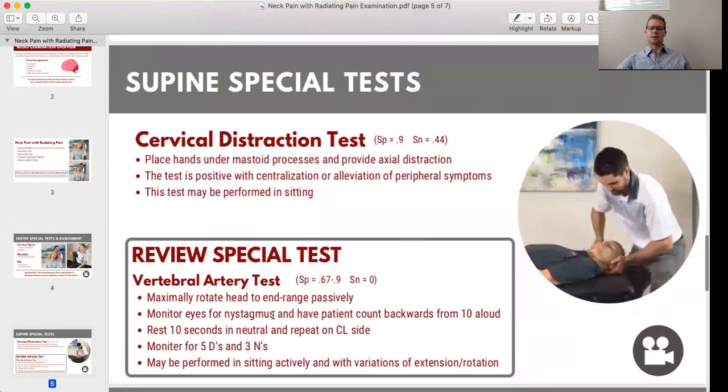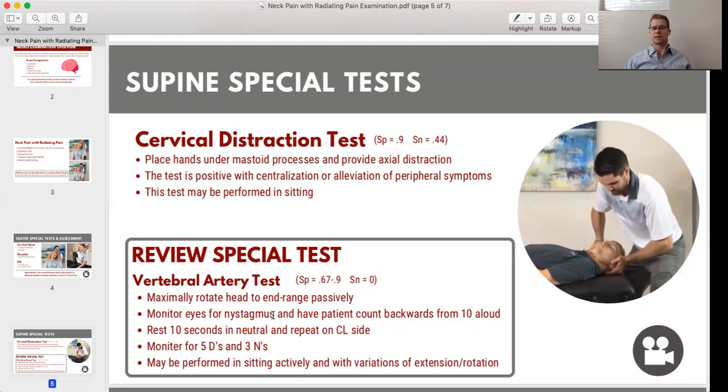For the supine special tests, a main one to do, and this is not the picture here for the distraction test, but the main test is cervical distraction. For this one, you can perform it in sitting, similar to the compression test. But what I would recommend is in supine, because you have more control and the patient's more relaxed. You're going to place your hands under the mastoid processes and provide an axial distraction, so a straight distraction of the spine, of the cervical spine.